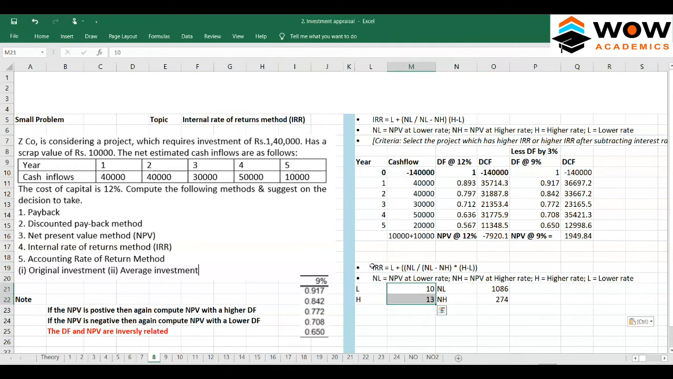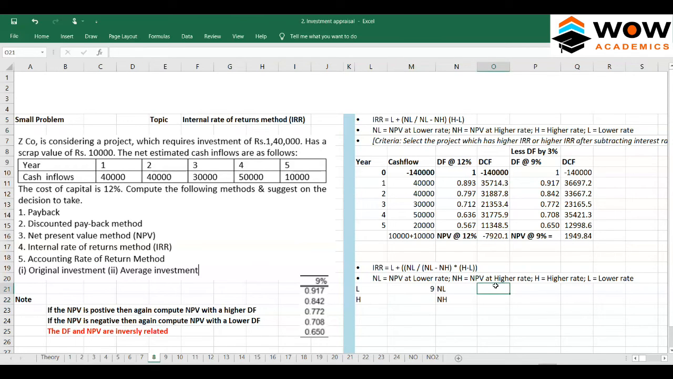So we'll start with the formula here. So formula is IRR equals to lower discount factor plus NPV at lower discount factor divided by NPV at lower discount factor minus NPV at high discount factor into high discount factor minus lower discount factor. So this is the formula here. So we'll get the lower discount factor. The lower discount factor in this sum is 9%, and the NPV at the lower discount factor is this number.